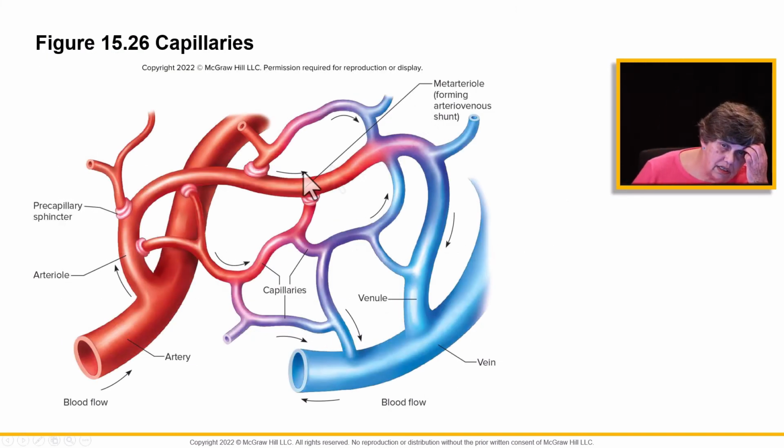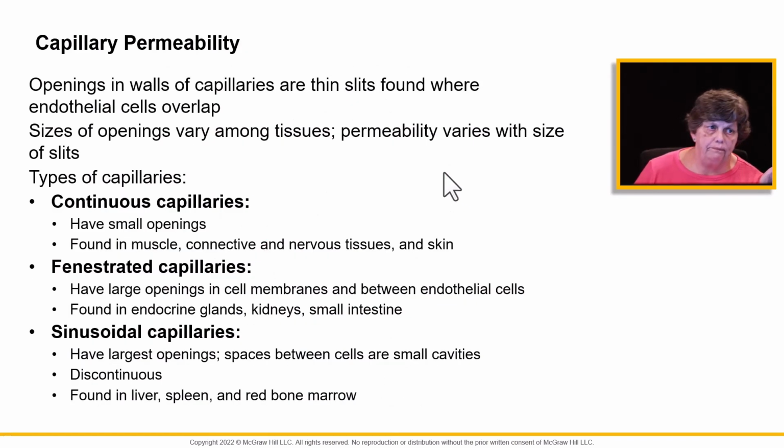You can see this metarteriole, and you can see the capillaries here, and you can close these sphincters and go through these capillary beds if you need to, or not. Or you can completely just shunt and bypass this particular area.